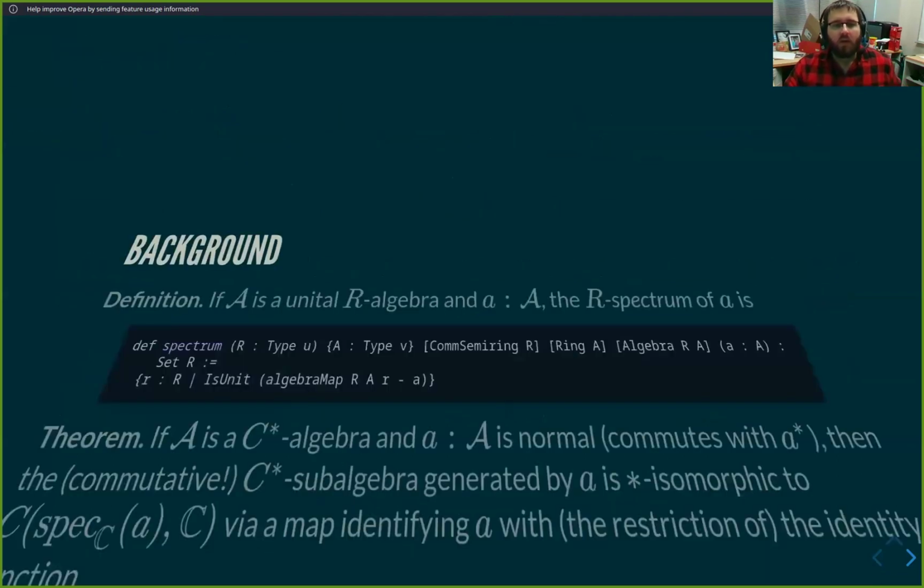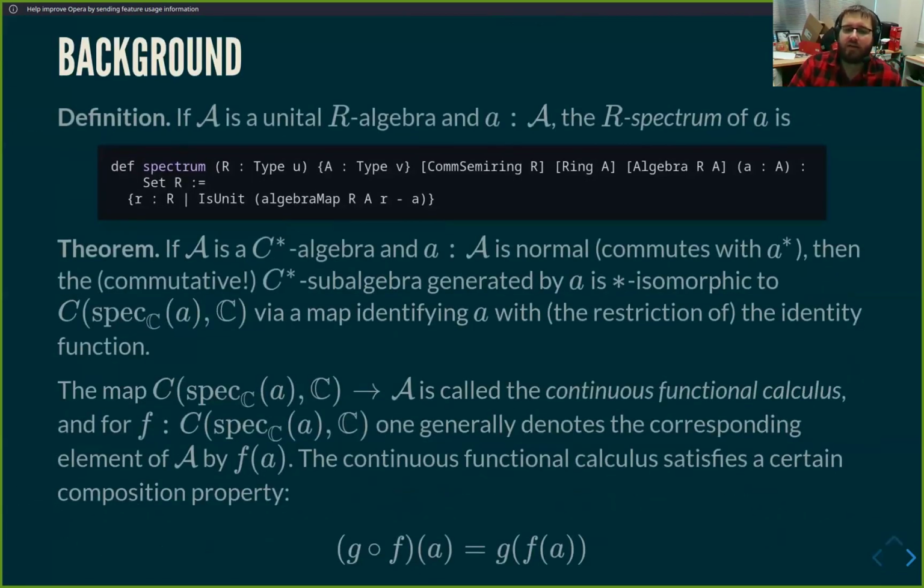Okay. So just as a little bit more background, we can refer to the spectrum of an element in an algebra as the values of r in the scalar ring such that r times 1 minus a is not invertible. And that's the spectrum of an element a. It turns out that the spectrum is a key thing to look at. In the case of, say, matrices, this corresponds exactly to eigenvalues and so forth.